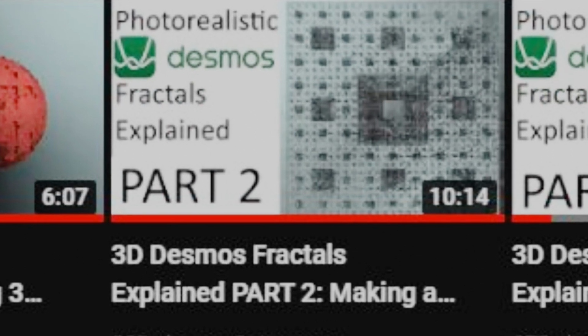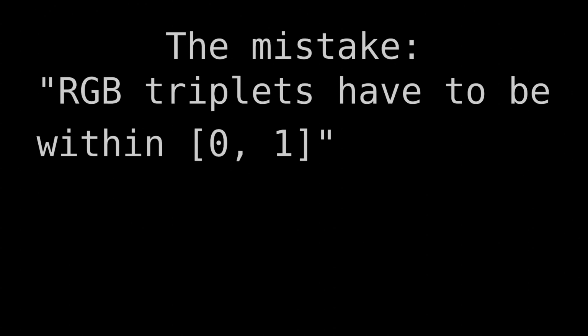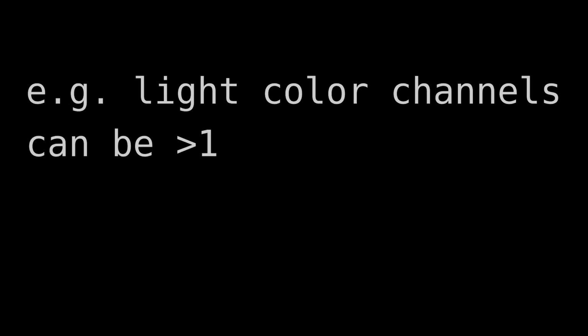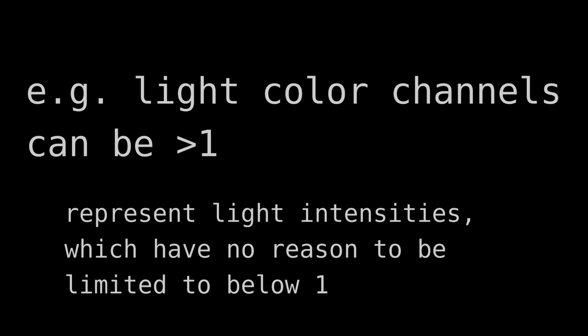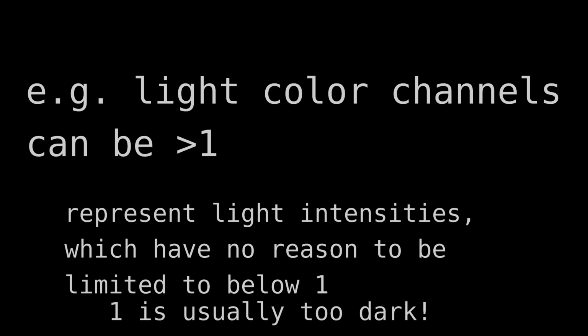Let's now skip ahead to the second video in that how-to series, because I made some errors there as well. In particular, I stated that RGB triplets have to be between 0 and 1. The lower bound of 0 makes sense, negative color doesn't make any sense. However, the upper bound of 1 does not always make sense. Light colors, for example, can be greater than 1, and in fact are almost always greater than 1. This is because these are absolute light intensities, which have no reason to be limited to such an arbitrary bound as 1, which is actually oftentimes too dark.